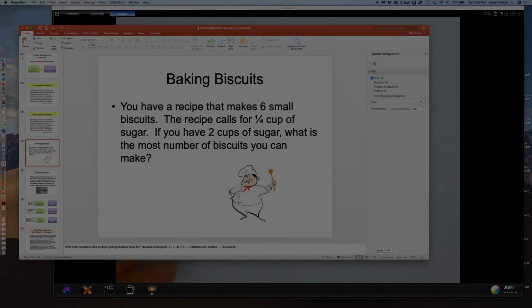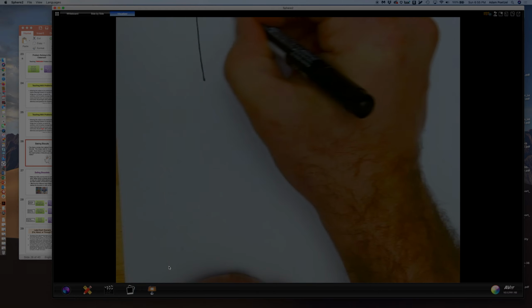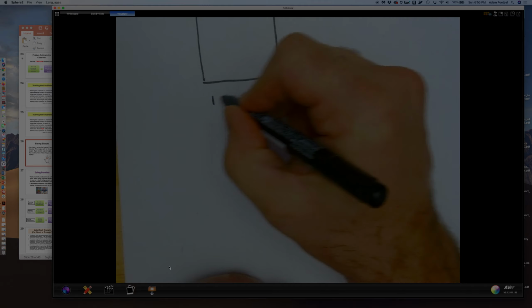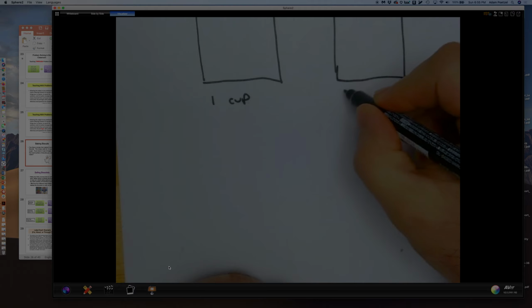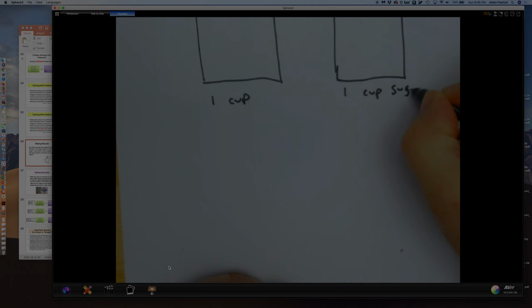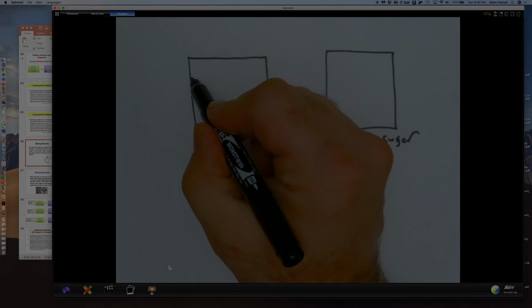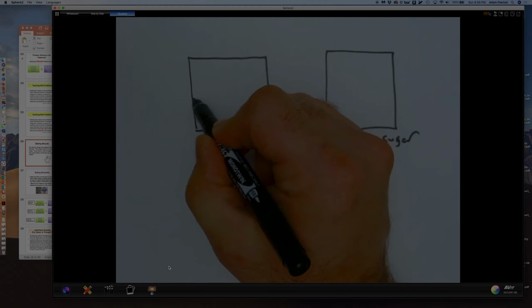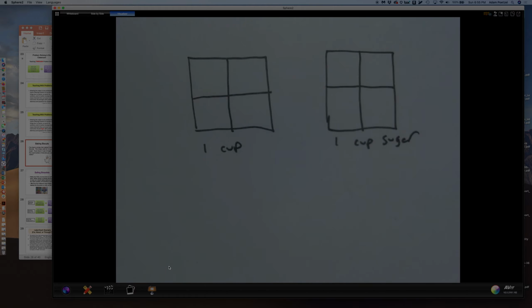So, again, this is just the idea of trying to make sense of something. I have a recipe that calls for 1/4 cup of sugar, and I have 2 cups of sugar. There's lots of ways you could draw this. This is where it's kind of fun to see different approaches. Maybe I just draw some cups of sugar. So that's 1 cup of sugar, and there is another cup of sugar. And it says that 1/4 of a cup was needed for a batch. So maybe I could split these cups into 4 pieces, and you can cut them into fourths many ways. So that would be fourths.